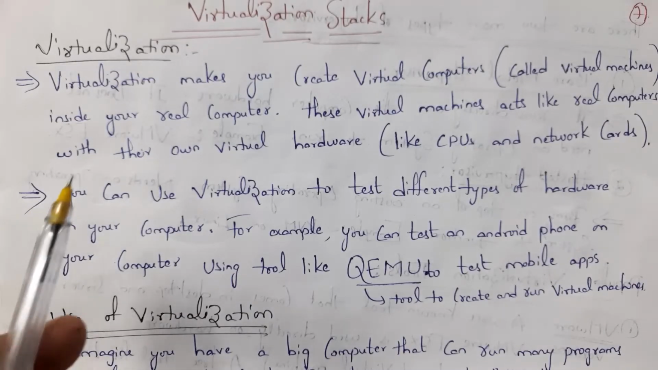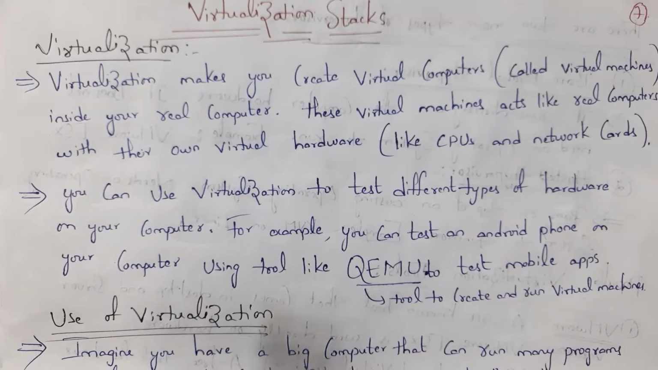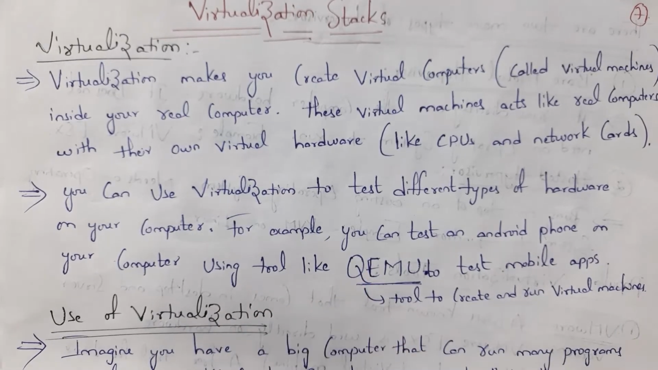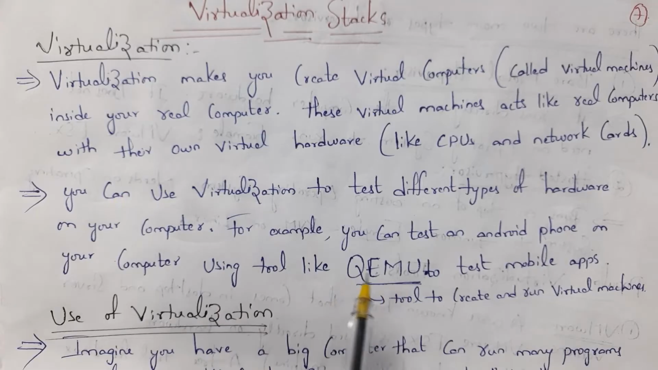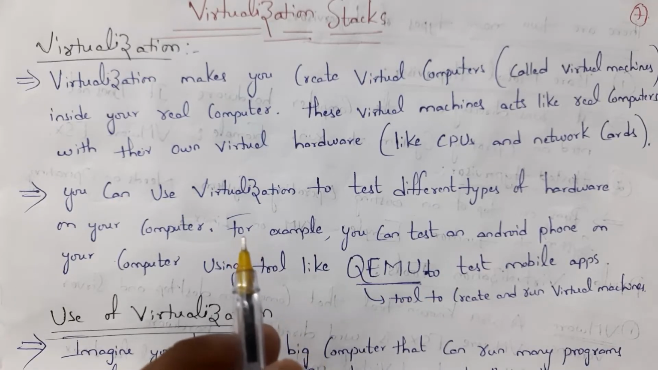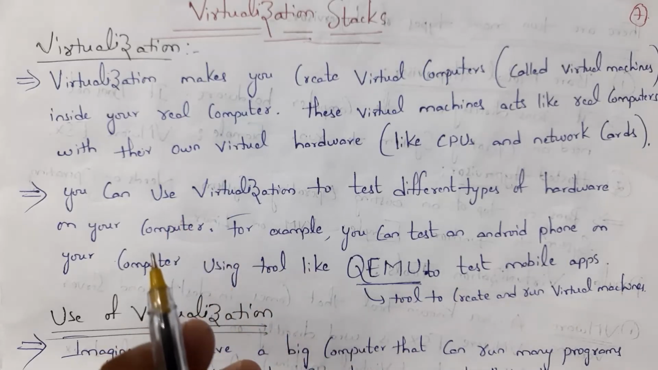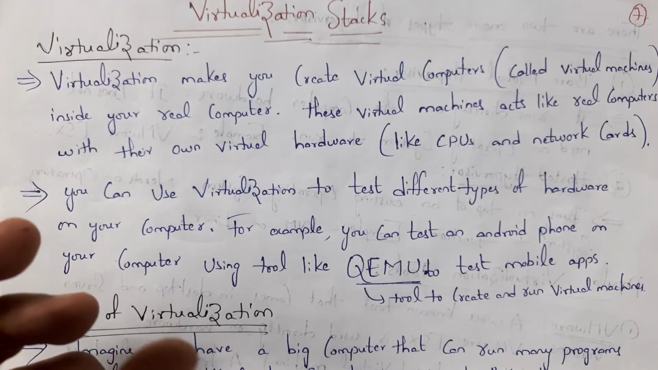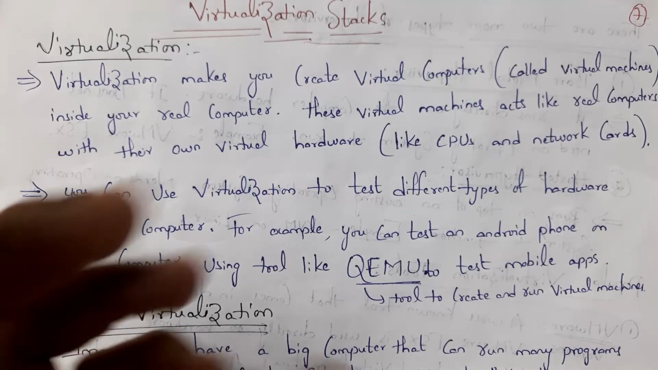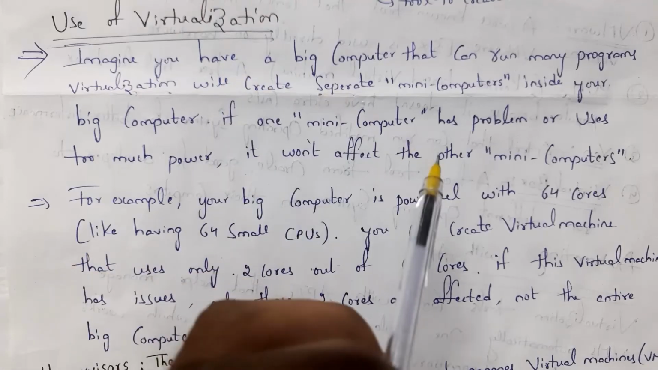You can use virtualization to test different types of hardware on your computer. For example, you can test an Android phone on your computer using a tool like QEMU to test mobile apps. Guys, in your computer, you can install a tool called QEMU. After installing this tool, you can connect an Android mobile to your computer and you can test various kinds of mobile apps in this tool. So by using virtualization software, you can also test hardware like smartphones. This is the use of virtualization.